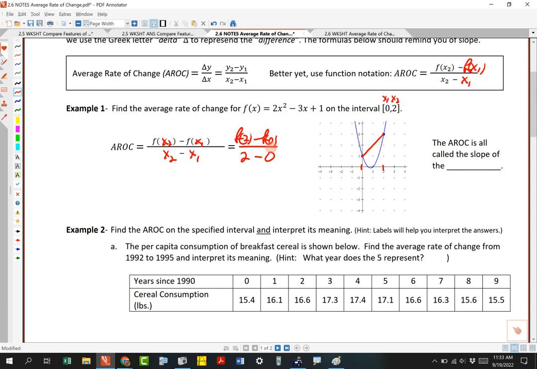Now, the reason why I like this better is because you only have to know two things. You need to know the endpoints on the interval on which you want to find the average rate of change. If you want to go from 0 to 2, you do 2 minus 0 on the bottom, and then you plug those numbers into the function on the top. It's not something different that you're finding on the top. Okay, it's not something weird.